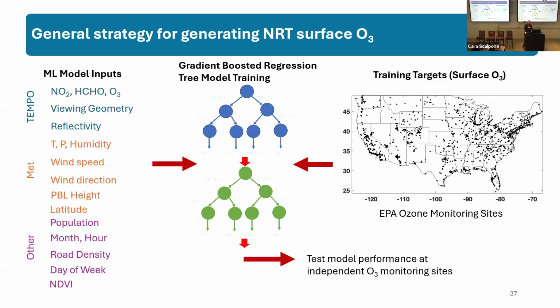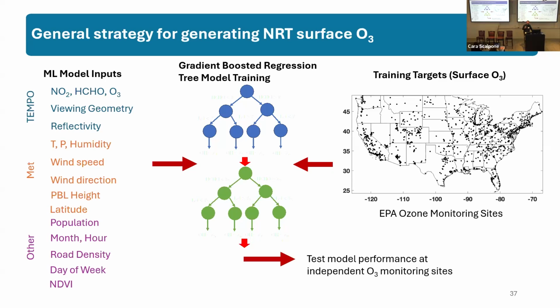And on the left are the inputs that I'm using for my machine learning model. We have observations from TEMPO, so NO2, formaldehyde, and also total column ozone, but also meteorological data that we get from meteorological reanalysis currently, and then also other data, things like population, day of the week, road density, things like that. So we can then train our machine learning model at these sites and then apply it broadly.